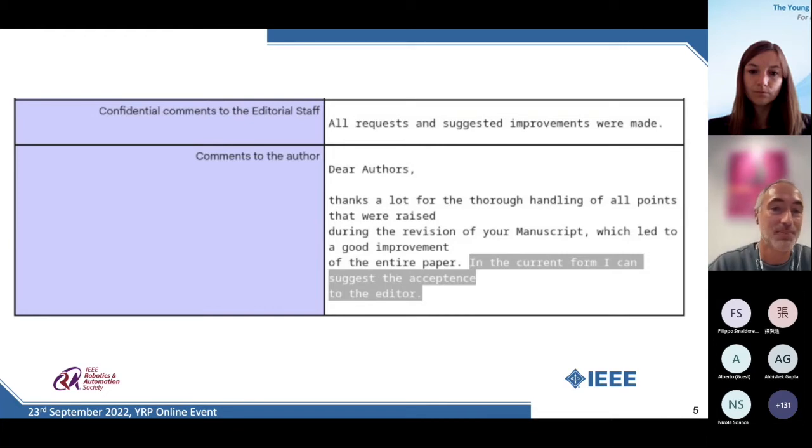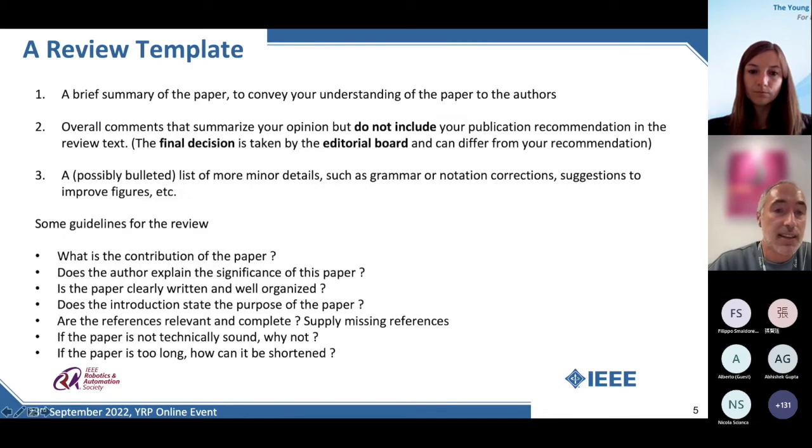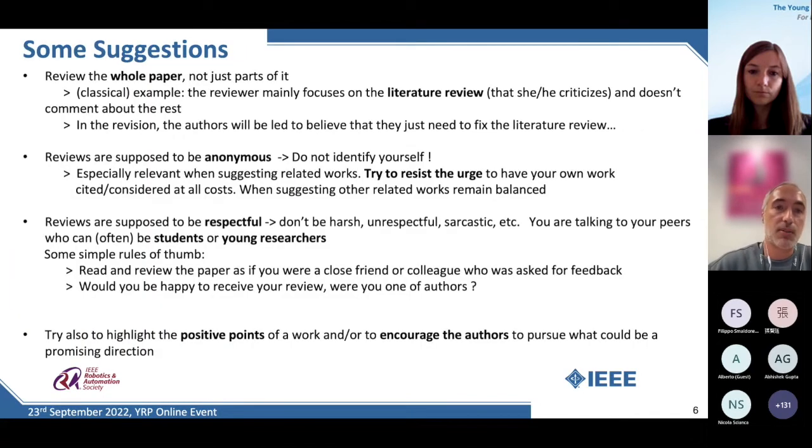Okay, and then some guidelines for the review. You should comment about what is the contribution of the paper, whether the authors explain the significance of the paper, whether the paper is clearly written and organized, if the introduction explains well what is the problem, if the references are relevant and complete, if the paper is technically sound or not, if it is too long or not, and so forth. All right, so now some suggestions.